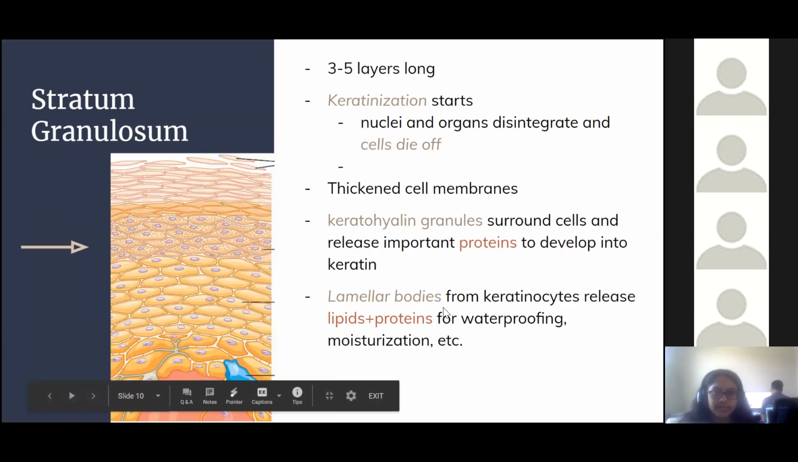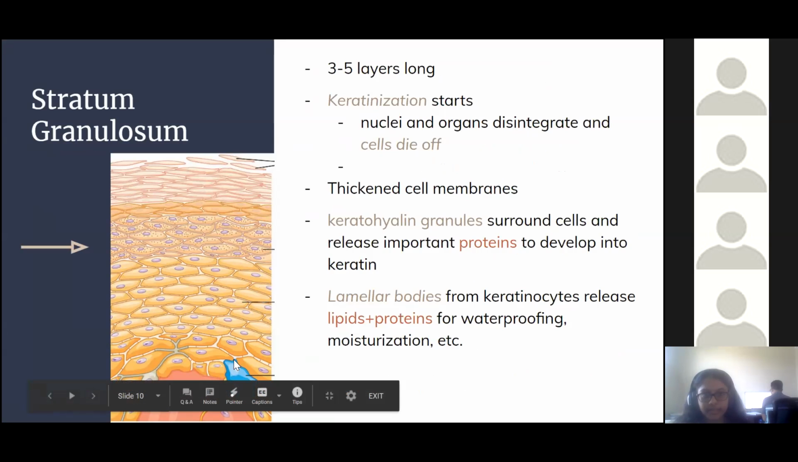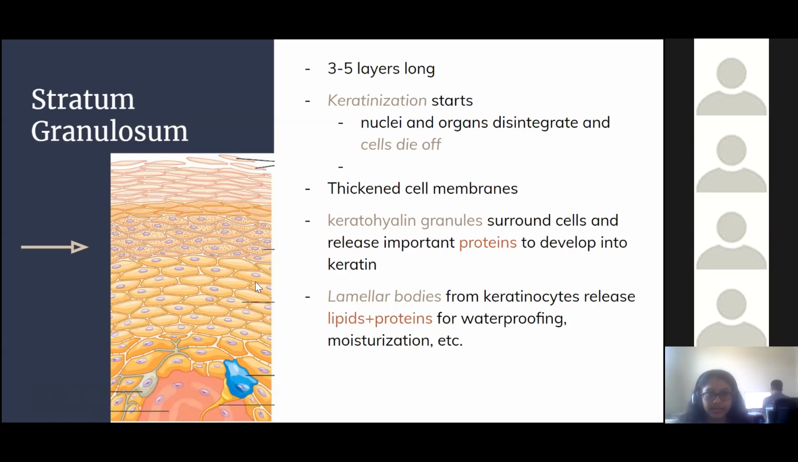Lamellar bodies, they're also really specific, and you probably won't need to know what these are, but they're very similar to keratohyalin granules. Also, one thing that's important about this layer is that the keratinocytes were alive before, but this is the first layer where they begin to die. And this is when they produce the most proteins at the same time, which are in these granules.